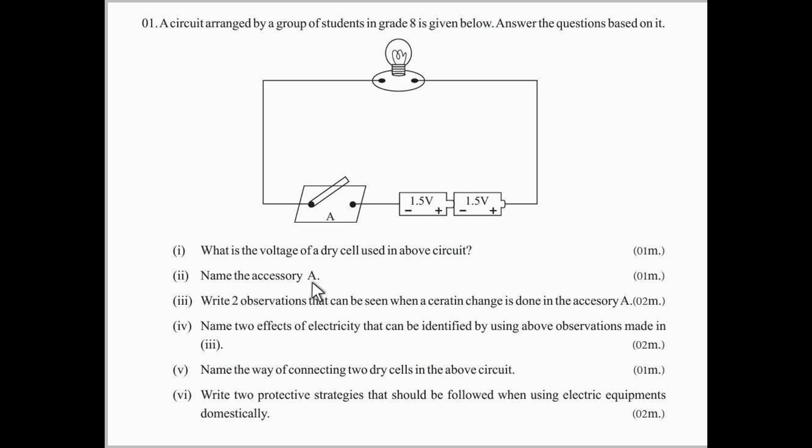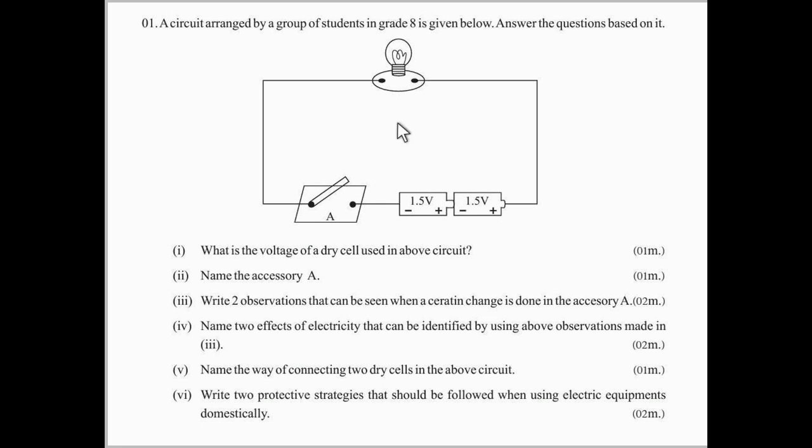Name the accessory A. Accessory A is, as I told previously, a switch. Third one, write two observations that can be seen when a certain change is done in the accessory A. Write two observations. That means when you switch on the switch, you can see two observations. What are they?